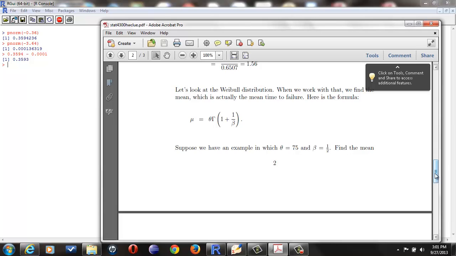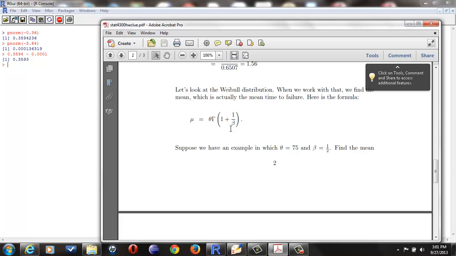Let's look at the Weibull distribution. Okay, so what we do with this one, we're looking for the mean, and that's the mean time to failure. So here's the formula. We have mu, because we're looking for the mean, is equal to theta times the gamma function of 1 plus 1 over beta. Okay, now this is a separate problem from the one that we just did, so this is a different beta, so don't get choked up over that.